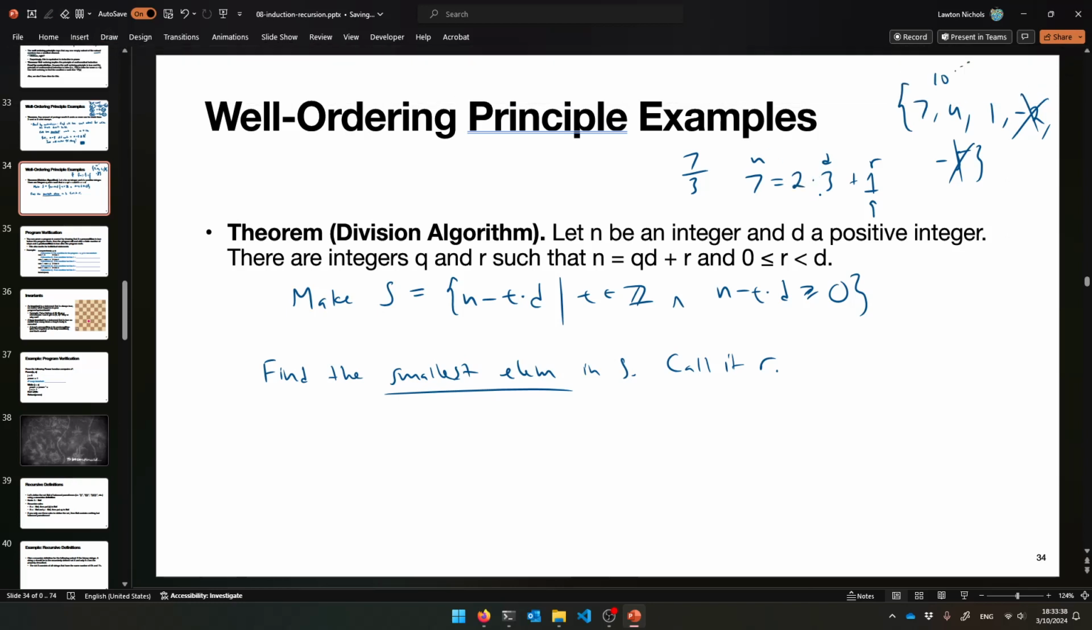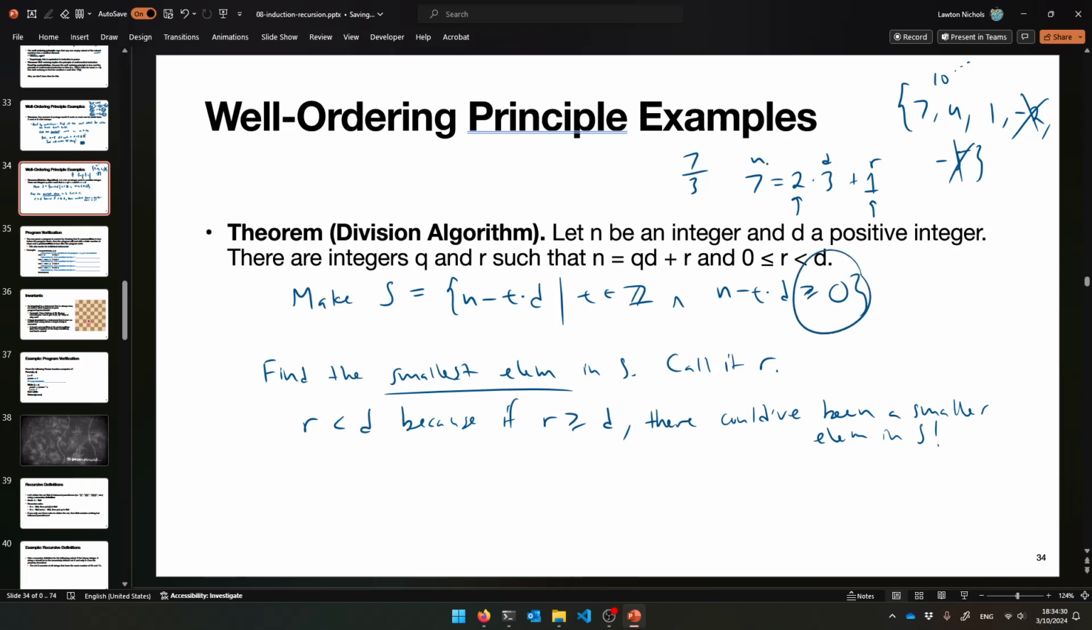This is going to end up being 2, though. So we're also going to be able to find this. So that was R. It's going to work out. Also, R is a valid remainder. It's within this range, right? R is less than D, because if R were bigger than or equal to D, you could have subtracted another integer multiple of D and still had it be non-negative. You see that? There could have been a smaller element in S. So just like a very quick inner proof by contradiction, it must be this. So we know this is true about R, and it's also greater than or equal to 0, so we have the other side as well.